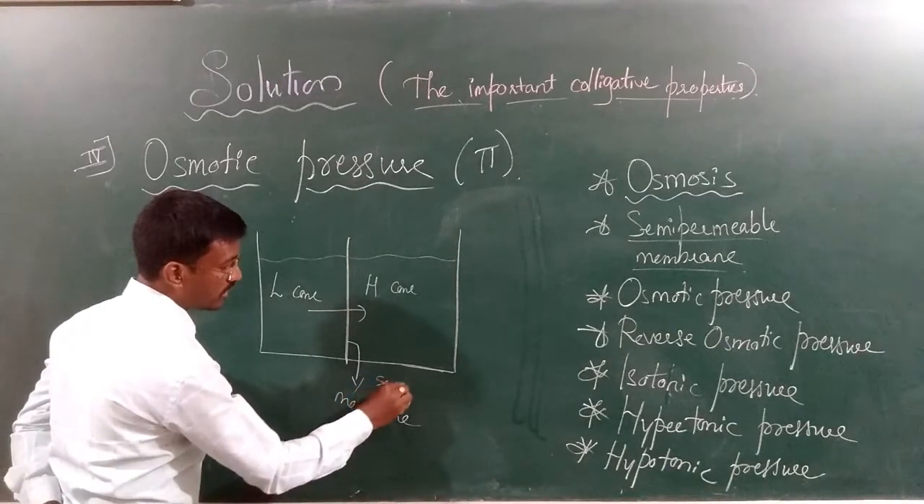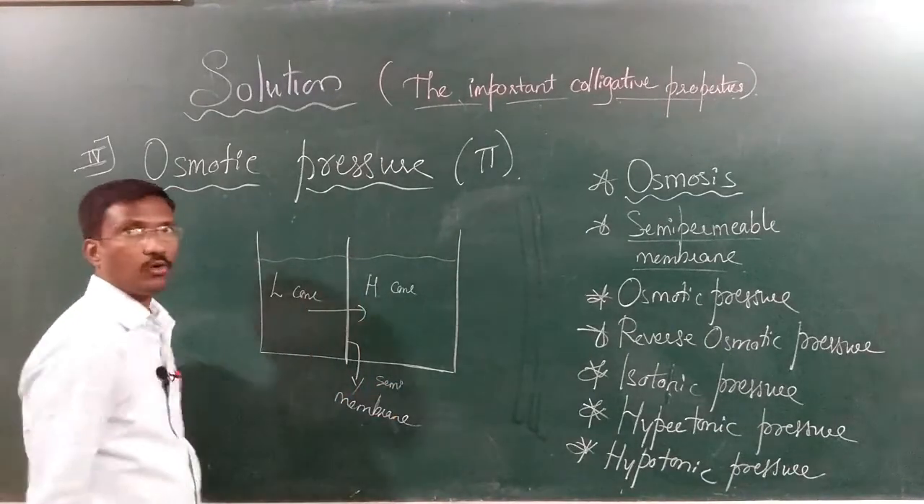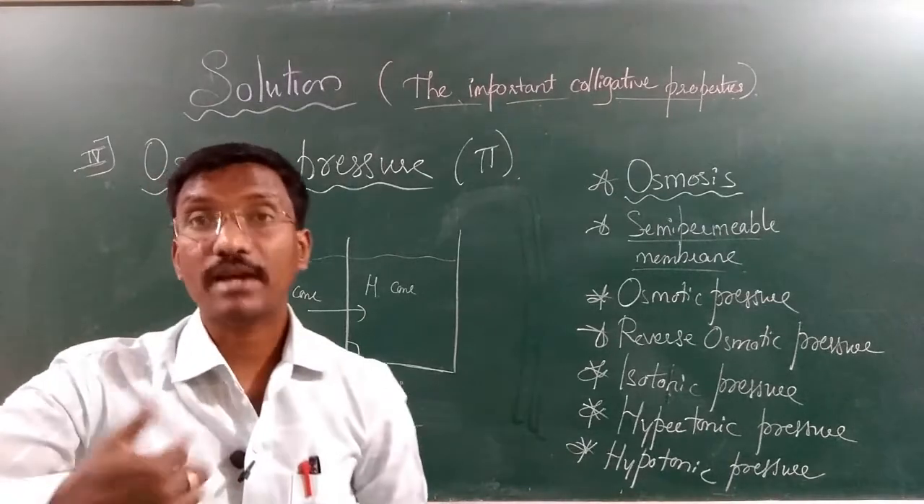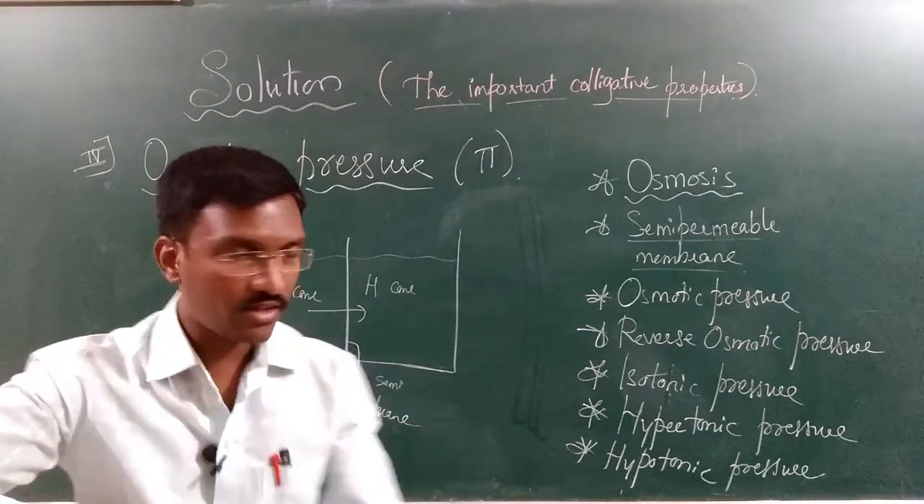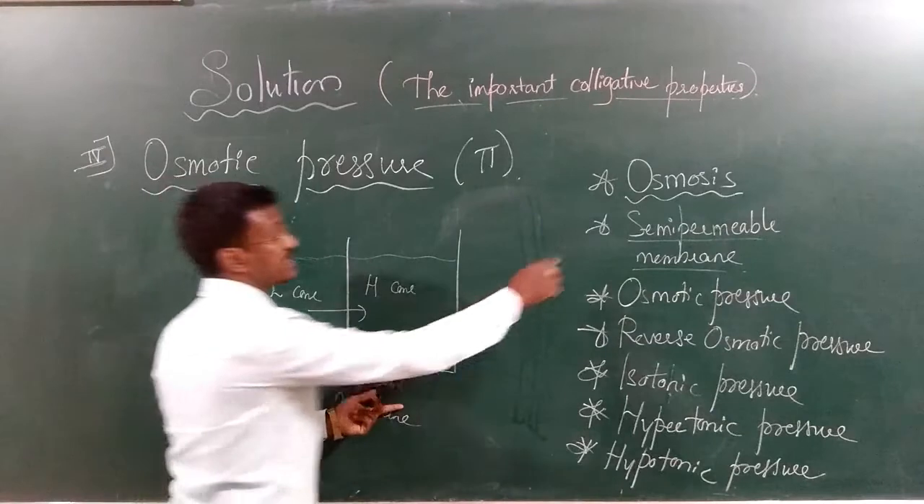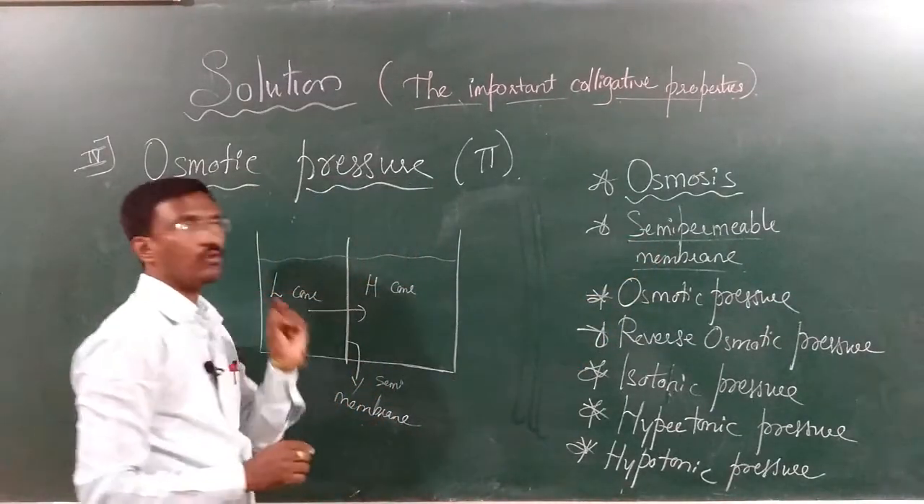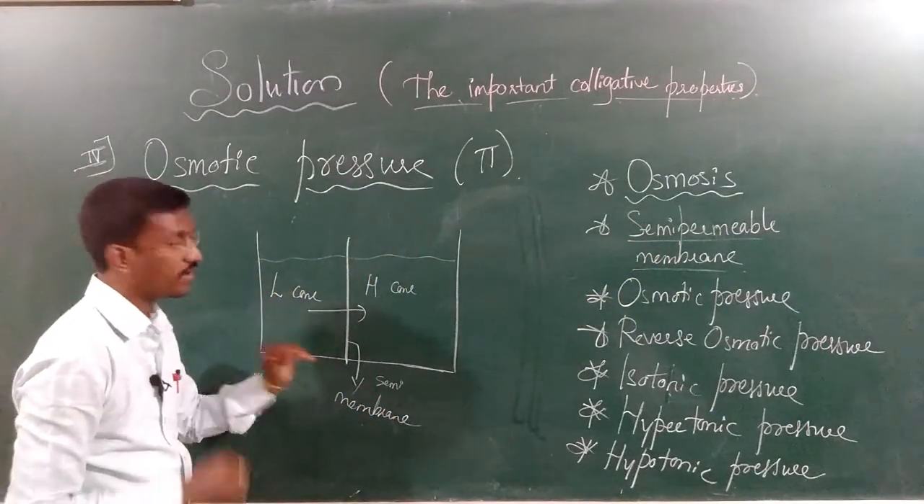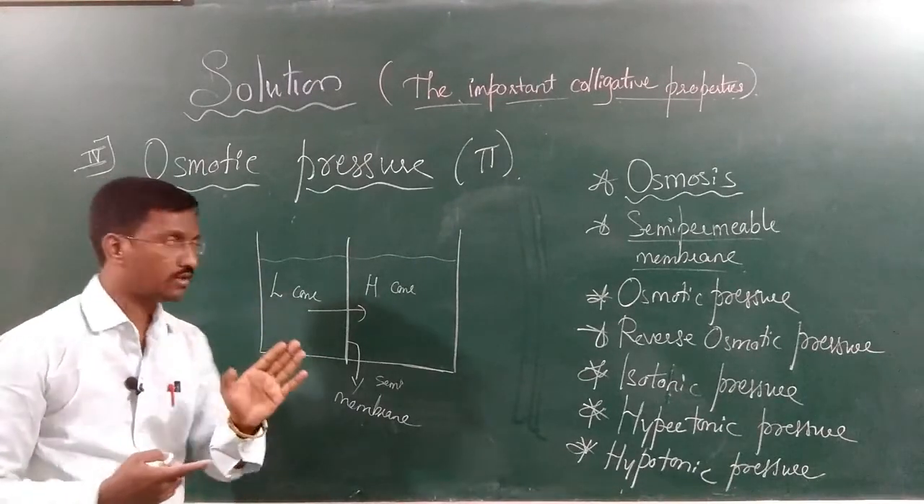Semi means it's not transferring everything, only half, a little. Semi-permeable: permeate means allowing. A semi-permeable membrane means it is allowing only little compounds, that is, it is allowing only the solvent, not the solute.